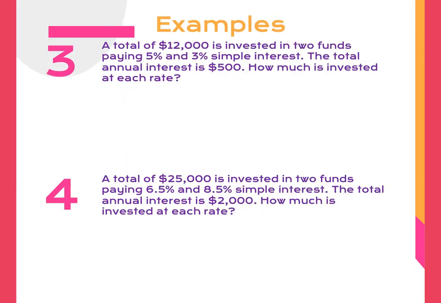All right. Then you're going to get them in word problem format. So most of the time it has something to do with money. It doesn't always, but it has something to do with money. These are interest problems. It says a total of $12,000 is invested in two funds, paying 5% and 3% simple interest. The total annual interest is $500. How much is invested at each rate? So your two variables are going to be the money invested at each of those accounts, right? So let's say X is the amount invested at the 5% and Y is the amount of money invested at the 3%.